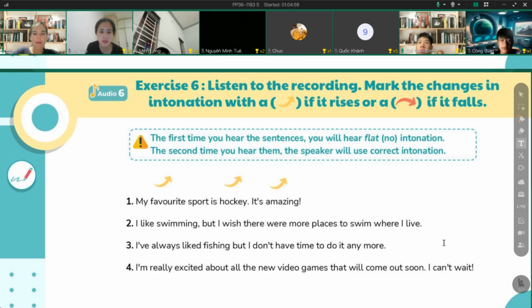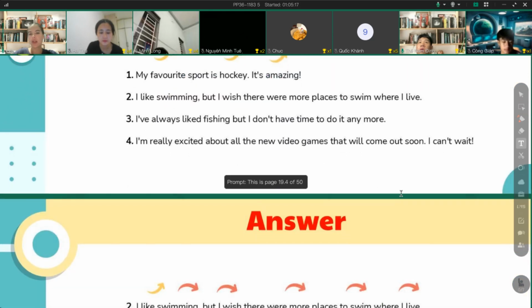So, number 4 would be with no intonation. I'm really excited about the new video games that will come out soon. I can't wait. That is an absolute robot reading it versus a human. I'm really excited about all the new video games that will come out soon. I can't wait. Okay, it just has a lot more emotion in it.